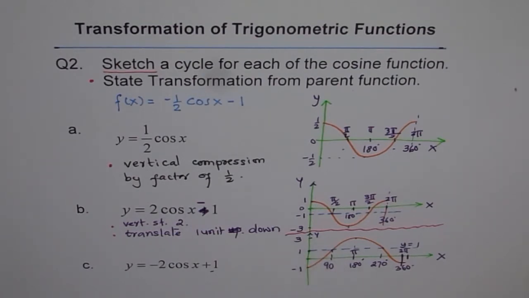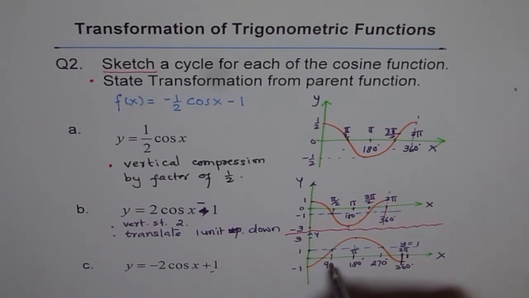You have seen here that zeros are not at 90 and 270 degrees, correct? Zeros shift. So in this graph, find zeros. That is a big exercise, correct?